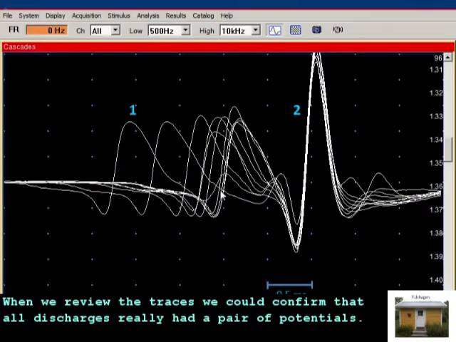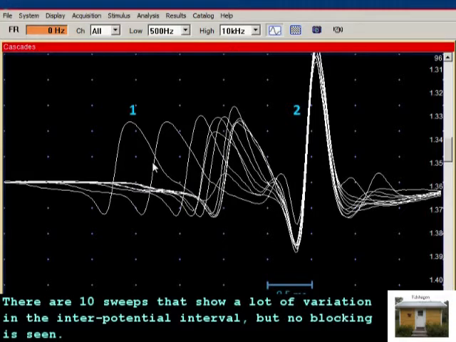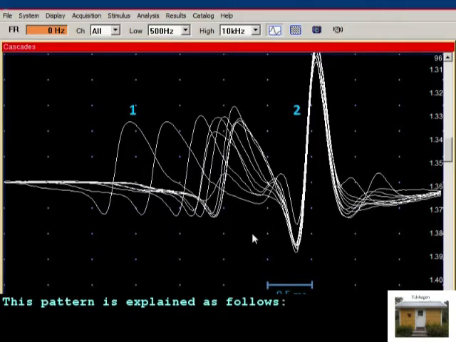When we review the traces, we could confirm that all discharges really had a pair of potentials. There are 10 sweeps that show a lot of variation in the interpotential interval, but no blocking is seen. This pattern is explained as follows.